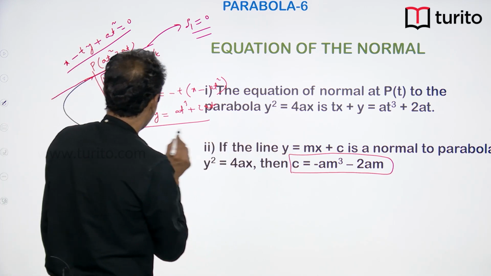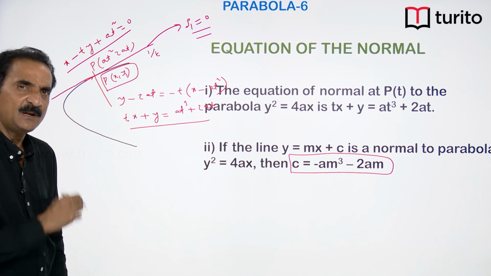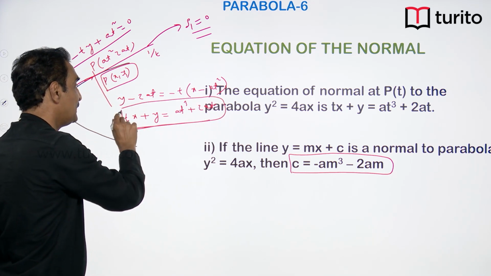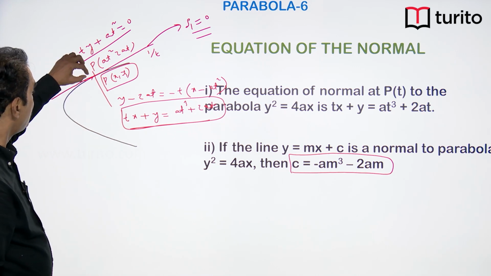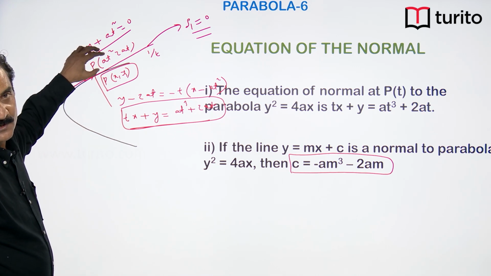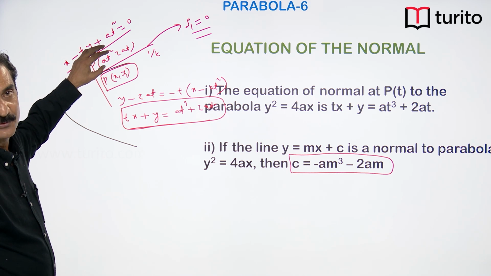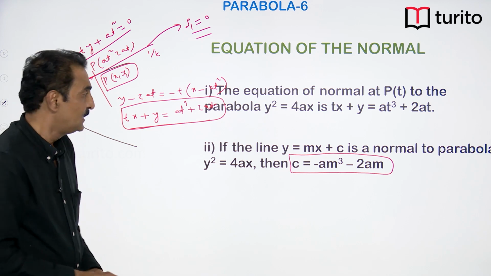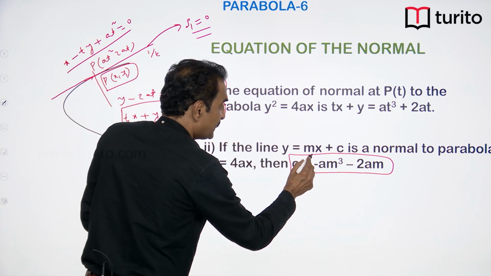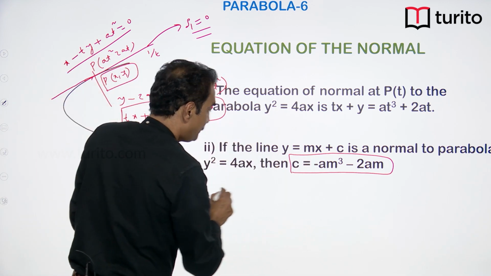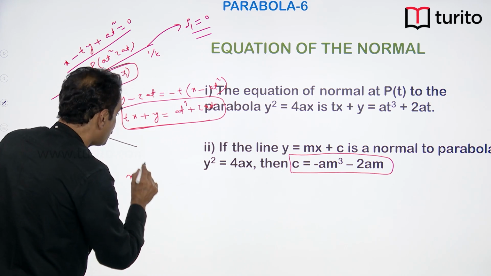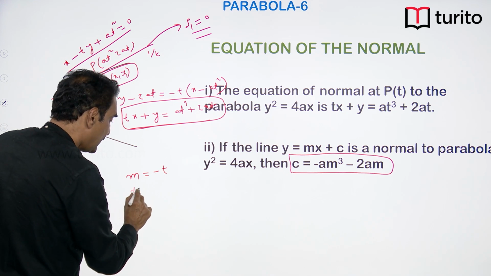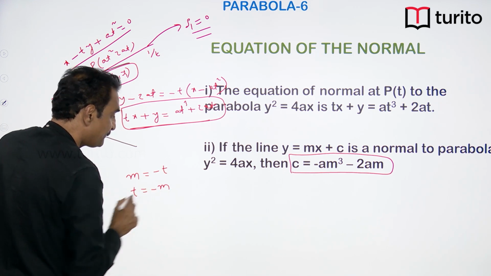If this is a normal, it should be in this form. Any normal should be in this form parametrically, because there will be one foot of the normal. The foot of the normal should be on the parabola in the form of at square, 2at. So, any normal can be expressed parametrically in this form. So, if this is a normal, then what is the slope of this line? m. m should be equal to the slope of this normal, minus t. So, we get t is equal to minus m.